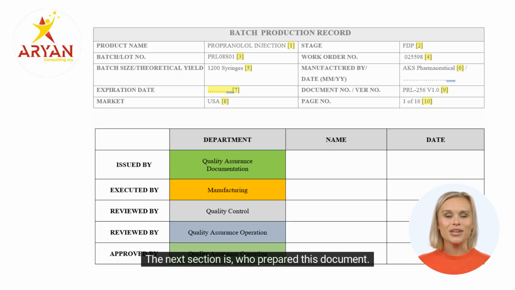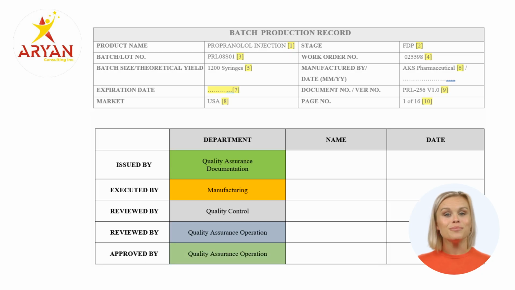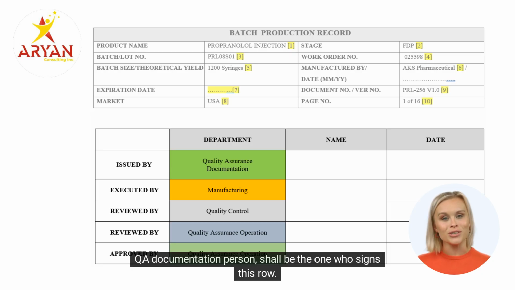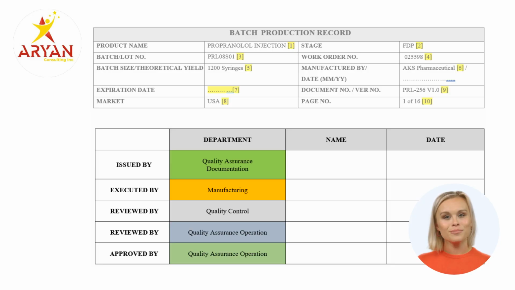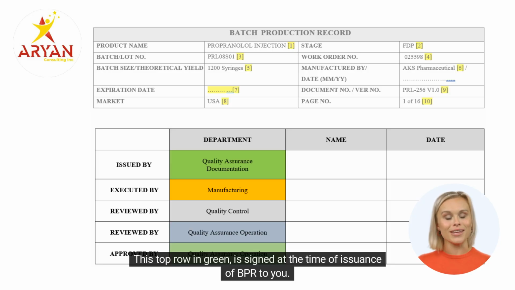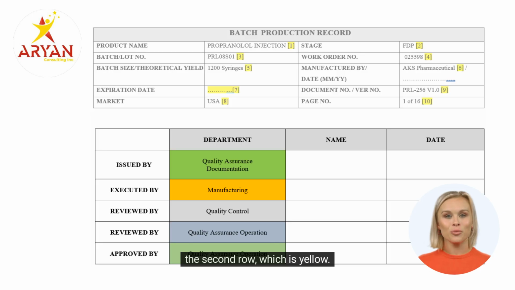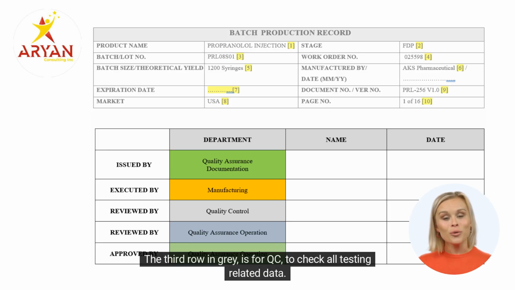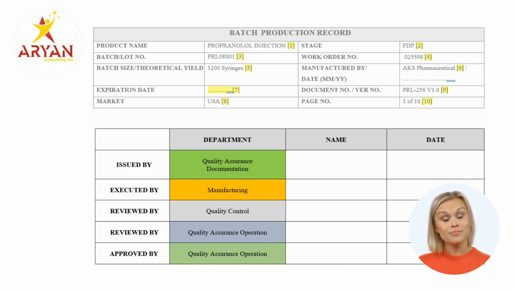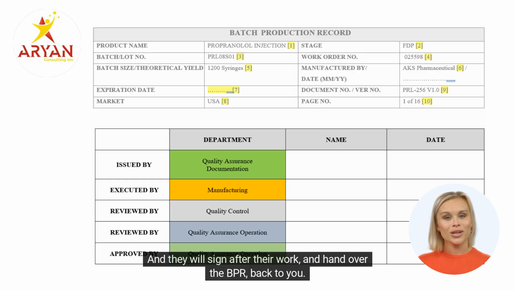The next section is who prepared this document. QA documentation person shall be the one who signs this row. This top row in green is signed at the time of issuance of BPR to you. As a manufacturing technician, once the manufacturing team has manufactured the drug, they will sign in the second row, which is yellow. The third row in gray is for QC to check all testing-related data, and they will sign after their work and hand over the BPR back to you.